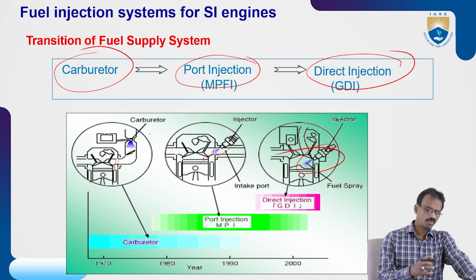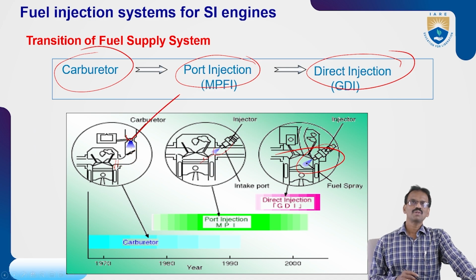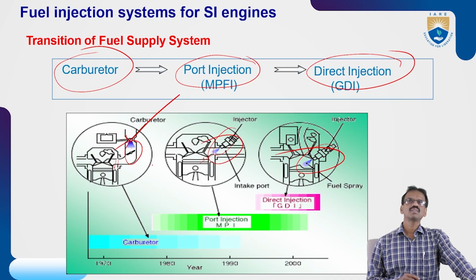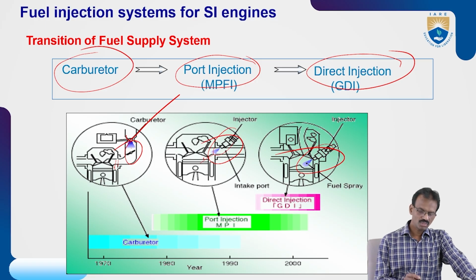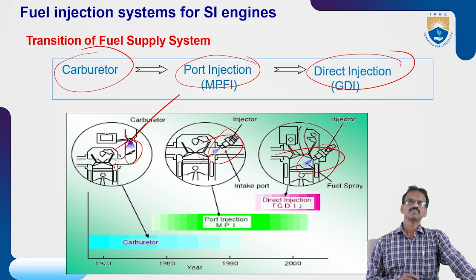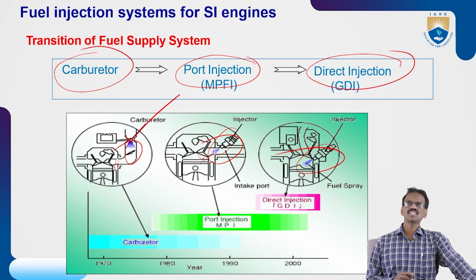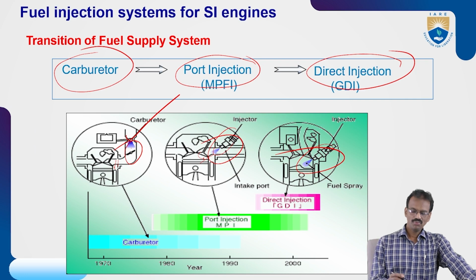So this is the carburetor system. The carburetor supplies the air fuel mixture into the inlet manifold. Port injection means the air fuel mixture is injected very near the inlet valve opening, so the air fuel mixture is taken into the cylinder. The last one is direct injection, where the air fuel mixture is injected directly into the cylinder at the end of the compression stroke for the combustion process.